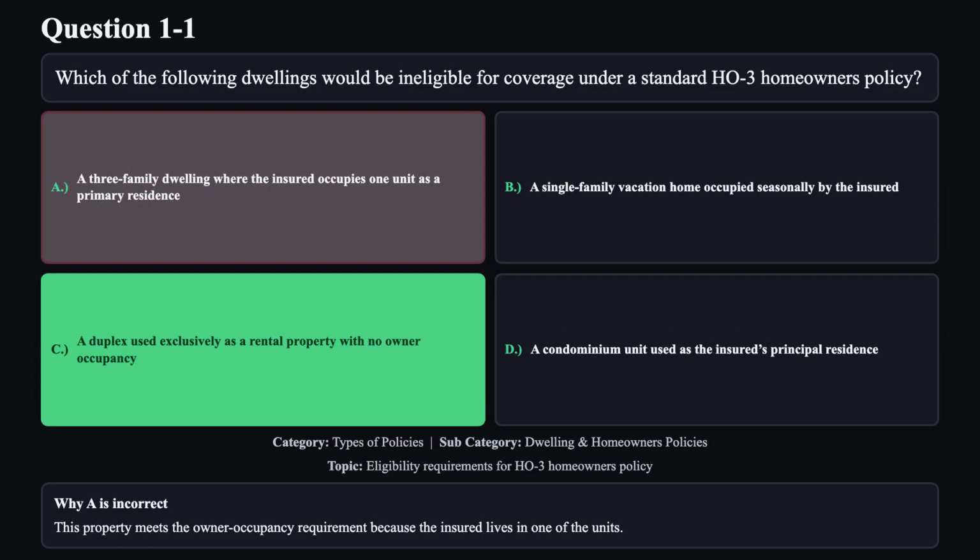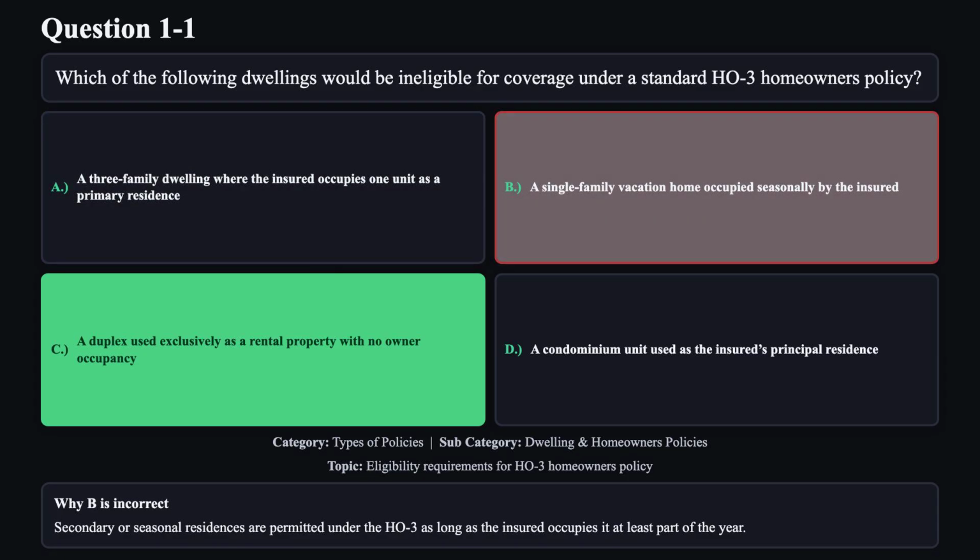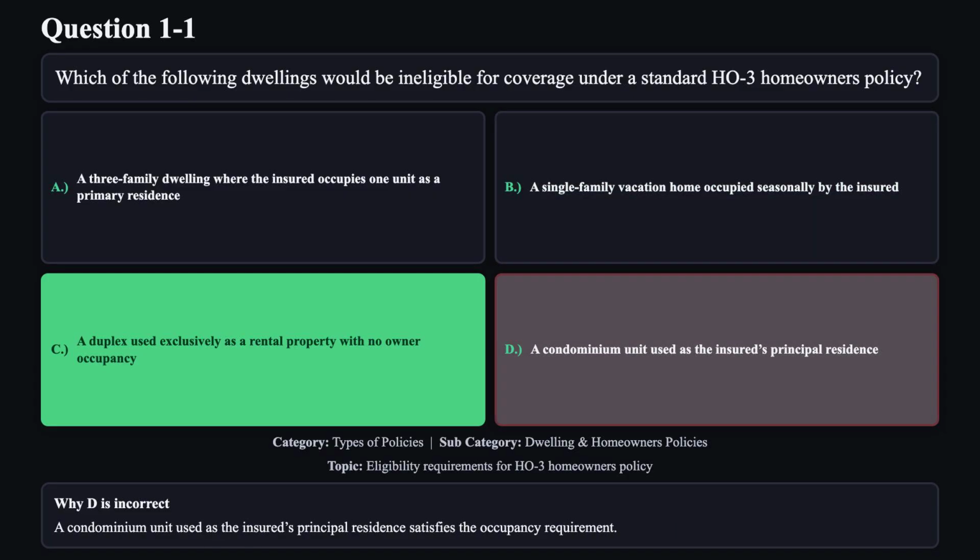Reason A is not correct. This property meets the owner occupancy requirement because the insured lives in one of the units. Reason B is not correct. Secondary or seasonal residences are permitted under the HO3 as long as the insured occupies it at least part of the year. Reason D is not correct. A condominium unit used as the insured's principal residence satisfies the occupancy requirement.